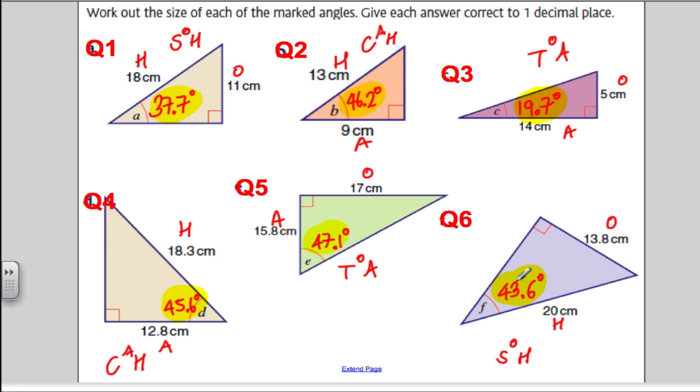Move straight on now to the video on the questions that come up on this, so you can practice your Unit 3 exam style questions on right angle trigonometry and Pythagoras.